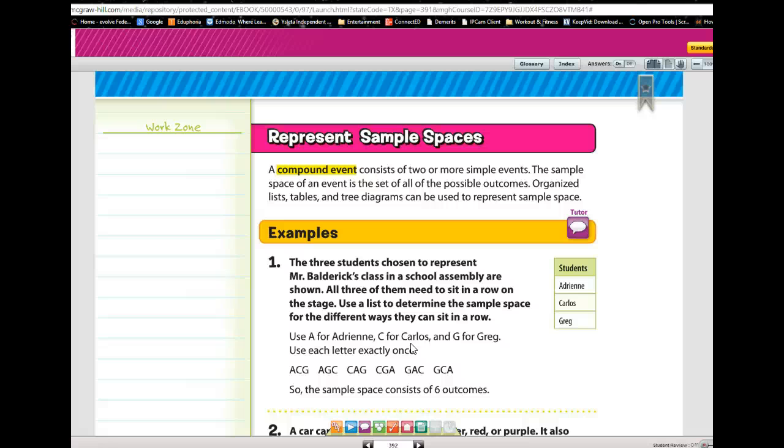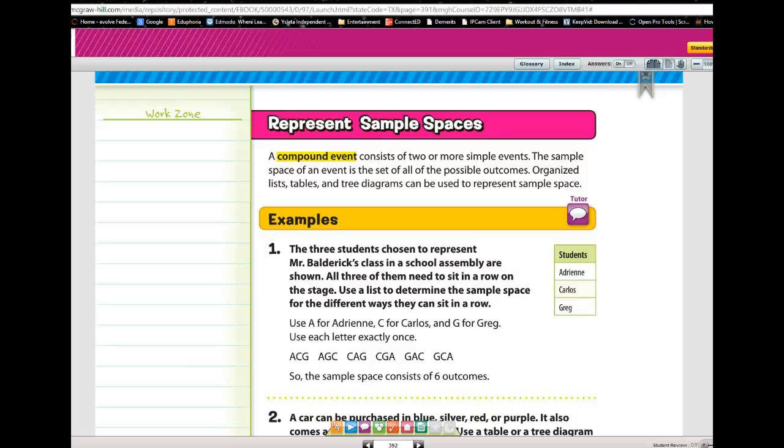The sample space of an event is the set of all possible outcomes. Organized lists, tables, and tree diagrams can be used to represent the sample space. And we will be practicing using all three of those methods. You have to because they're interchangeable, and sometimes some methods work better than others or are quicker than others. So without further ado, let's go on to example number 1 now.